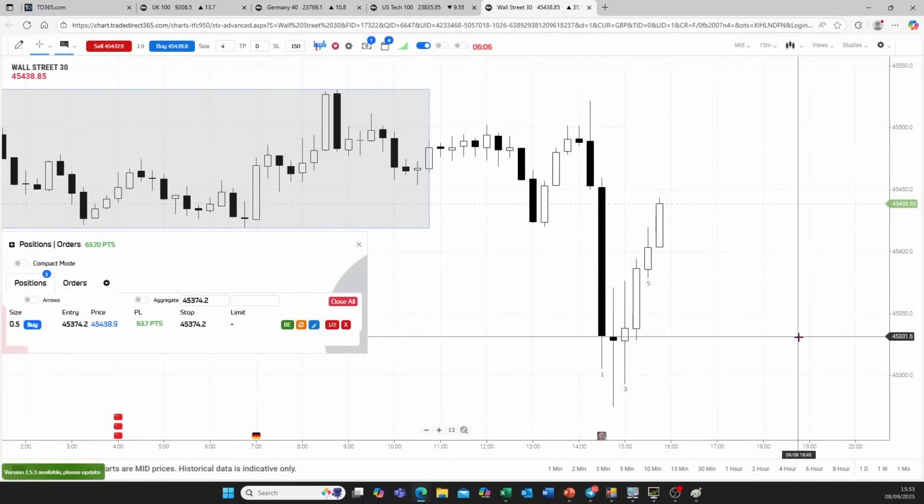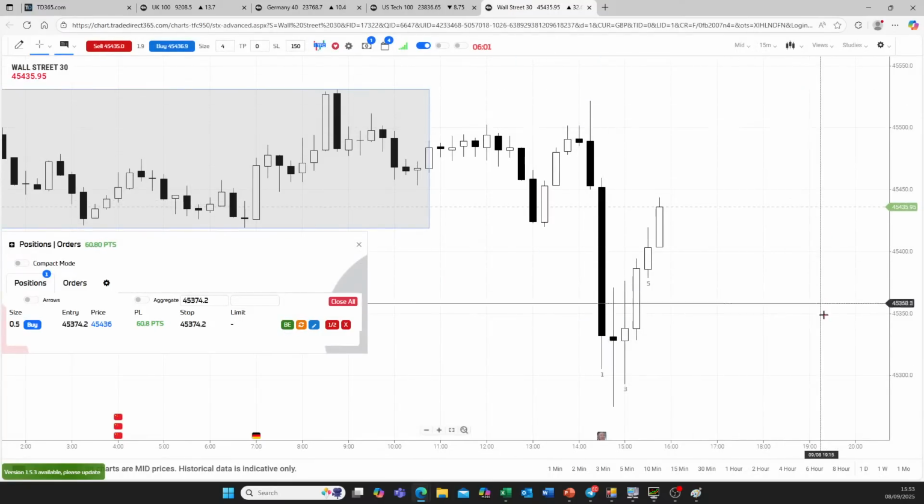What should I do with my position? Stop loss to break even. There's a chance that we're going to go up here. We will see where we end up.